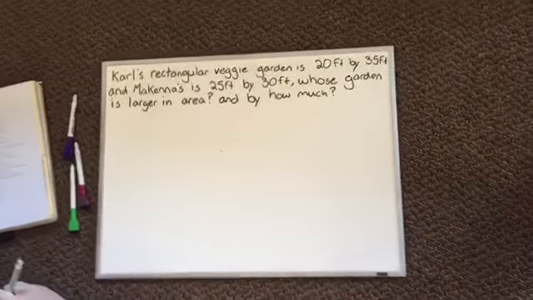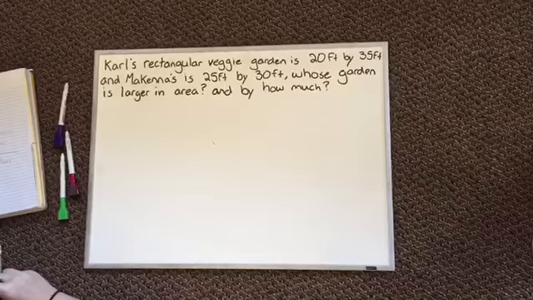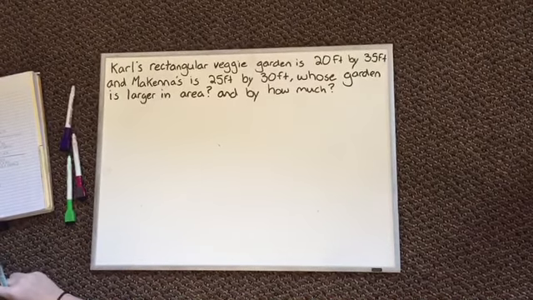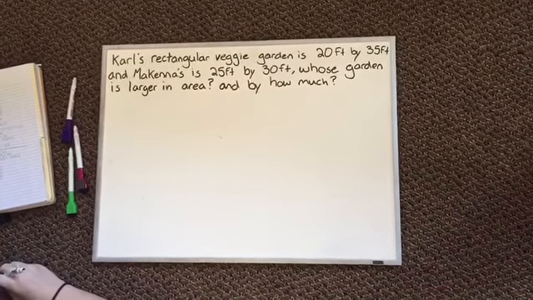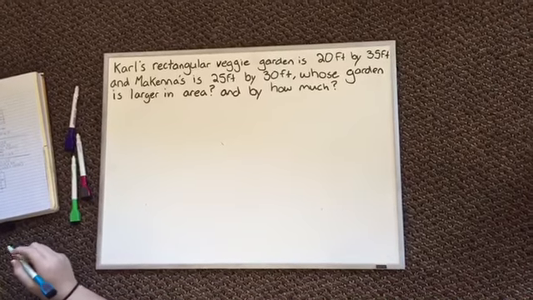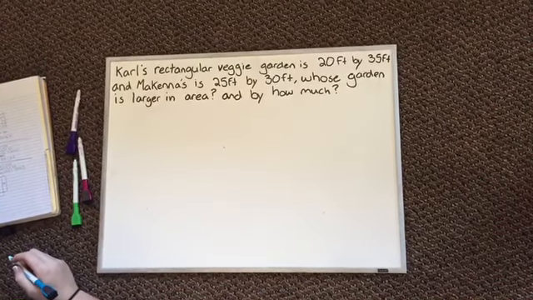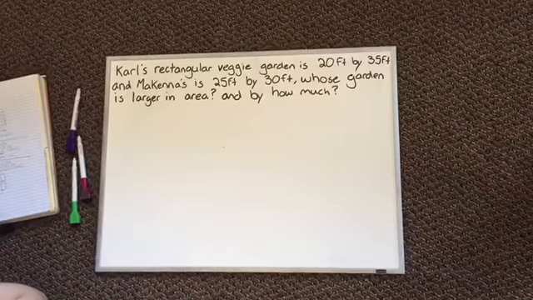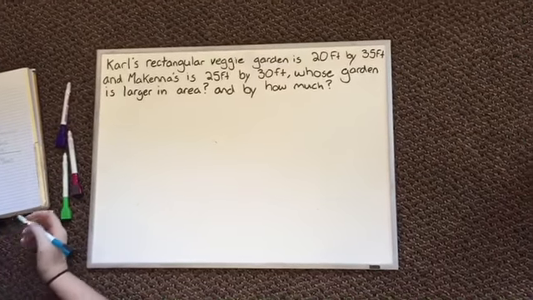Carl's rectangular veggie garden is 20 feet by 35 feet, and McKenna's is 25 feet by 30 feet. Whose garden is larger in area, and by how much? So for the first strategy, I'm going to draw an area model of the two gardens and use partial products to find the total area.